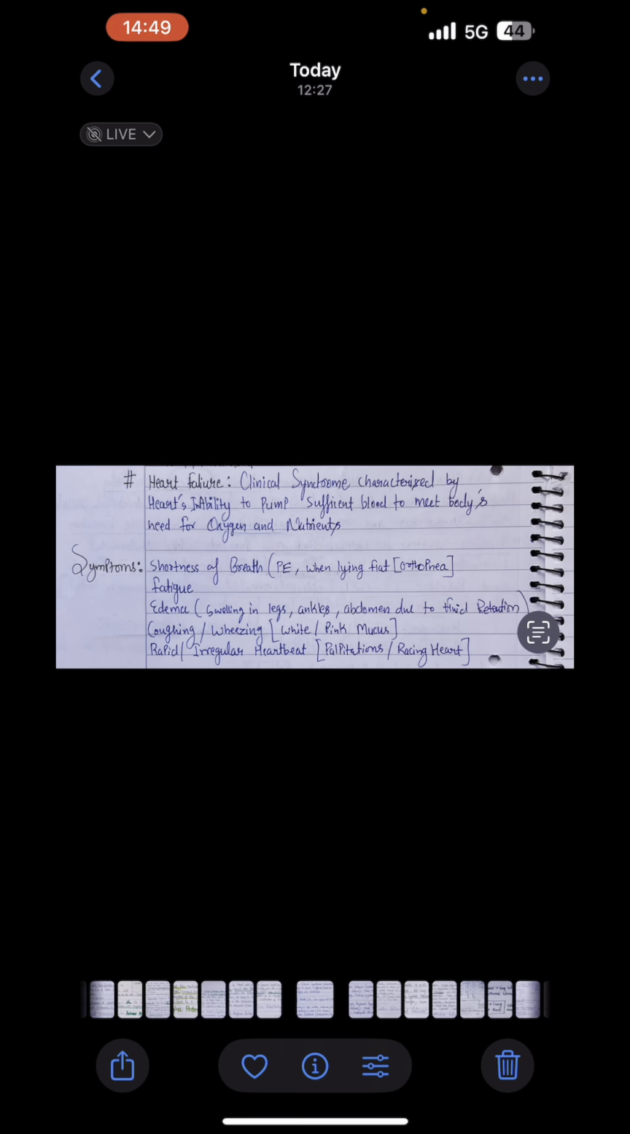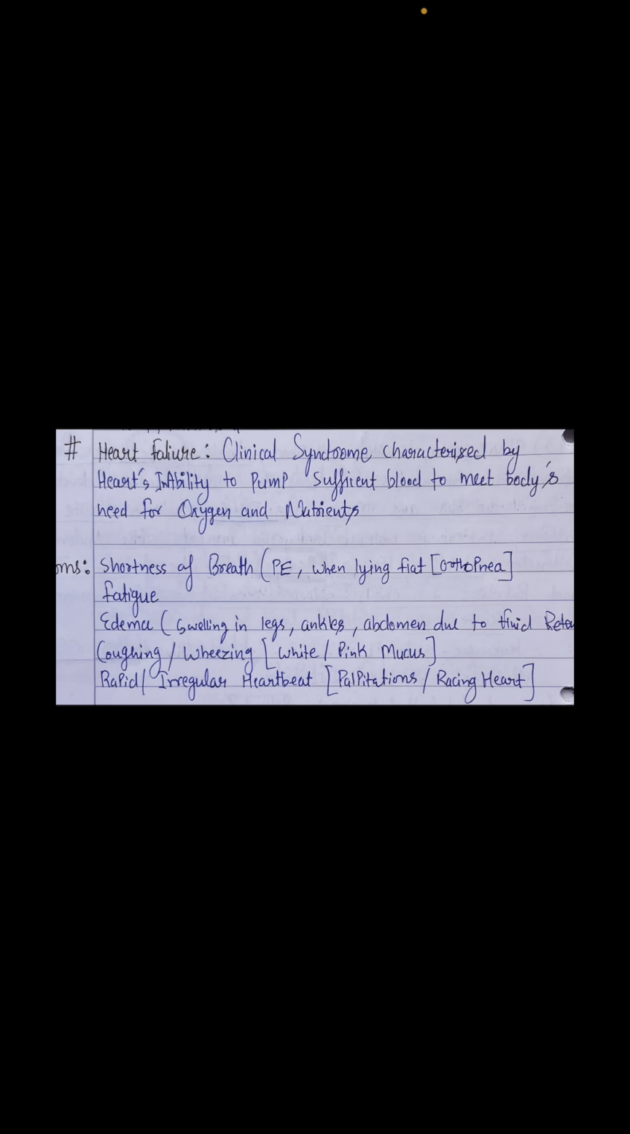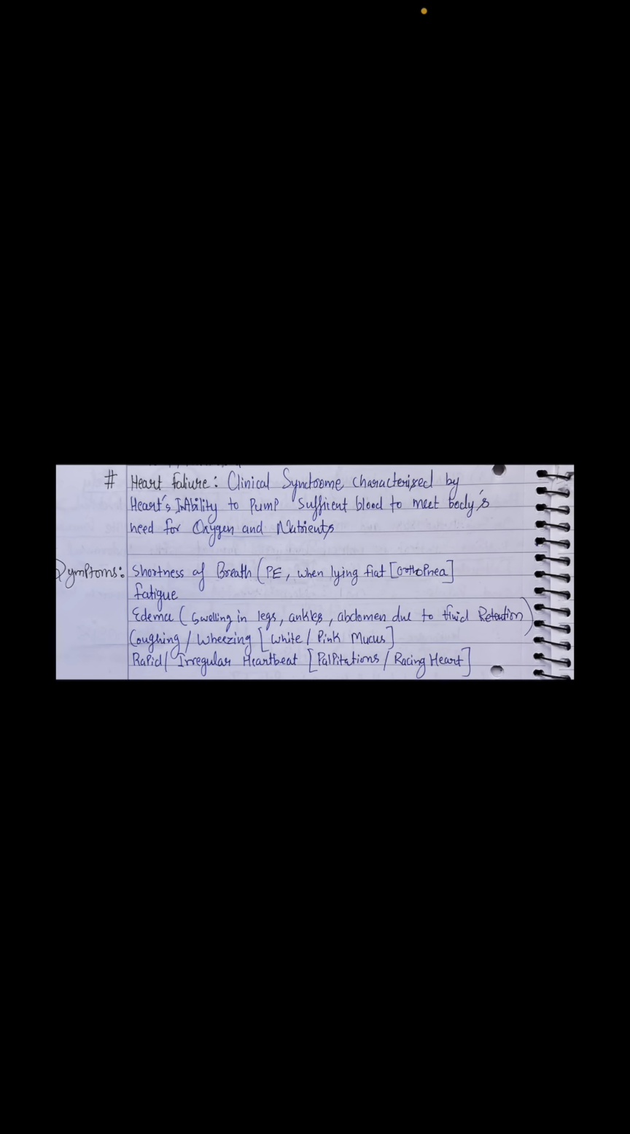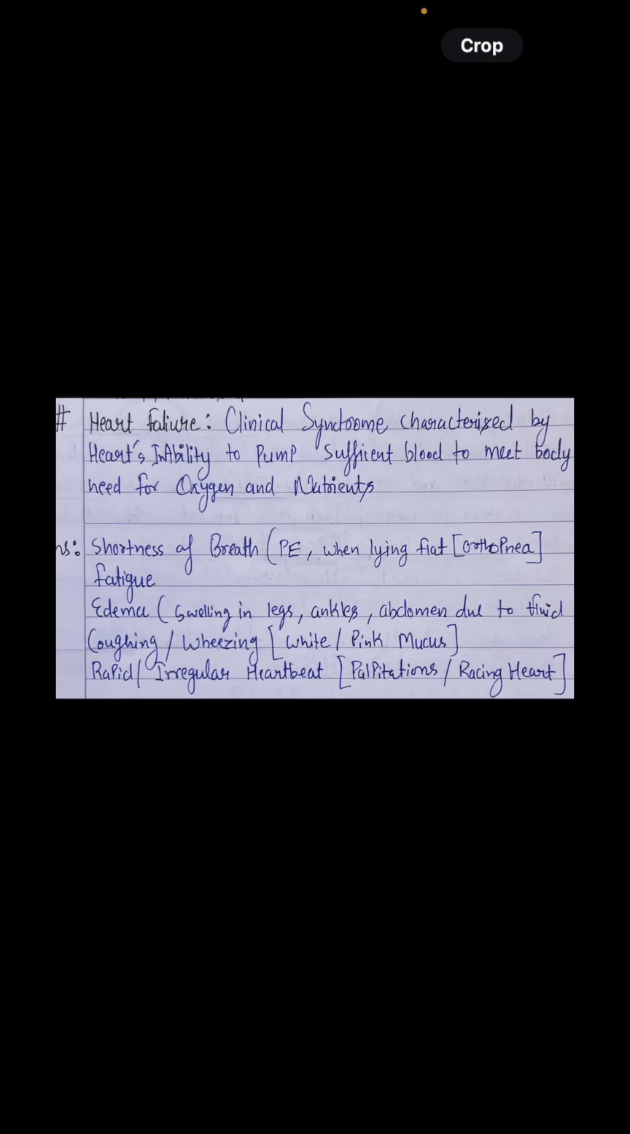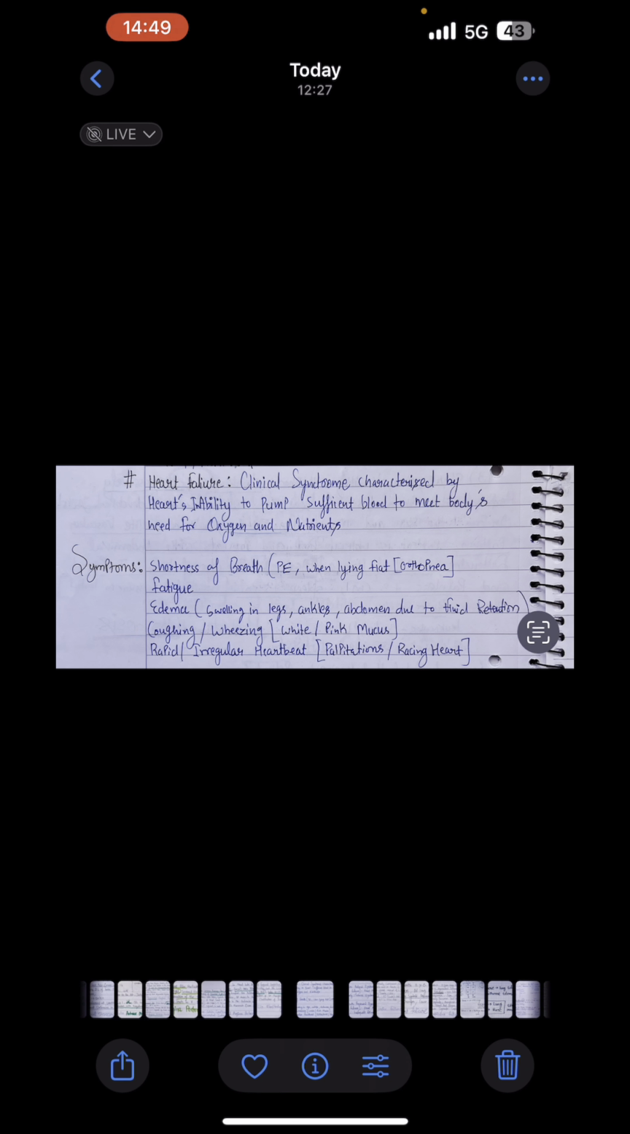The next topic is heart failure. Heart failure is basically a clinical syndrome characterized by the heart's inability to pump sufficient blood to meet the body's demand. The symptoms we are going to see in the patient are shortness of breath and fatigue, edema, coughing, wheezing, and rapid or irregular beat. So all the symptoms are related to the cardiac and pulmonary systems, yeah.